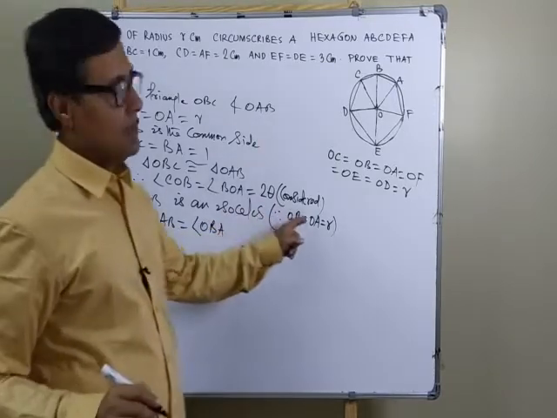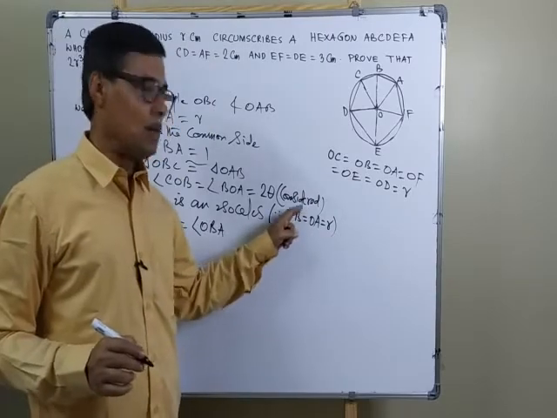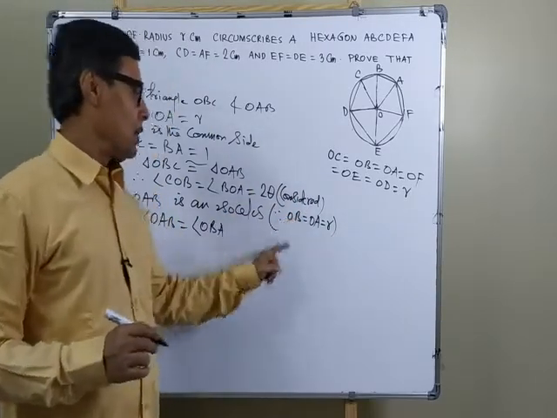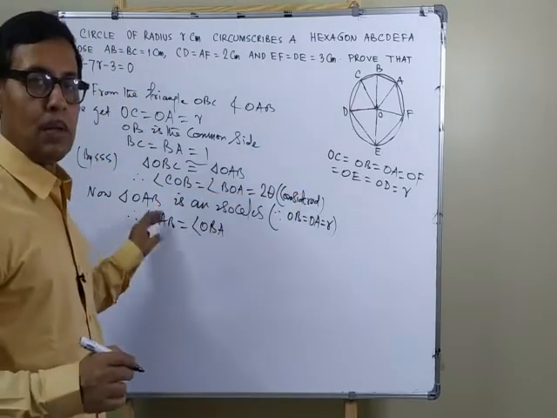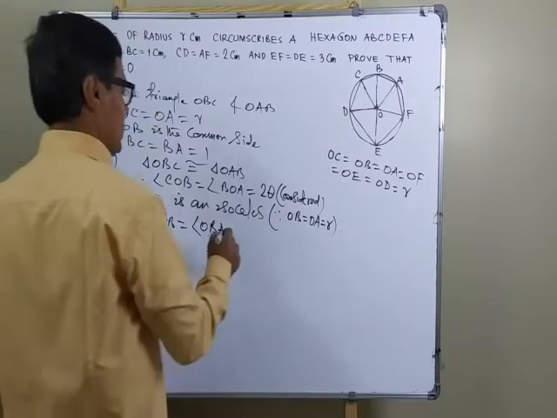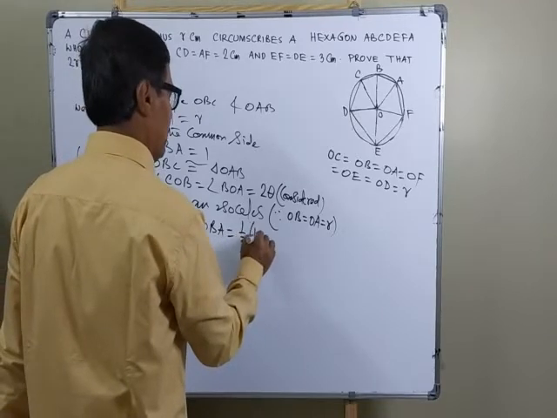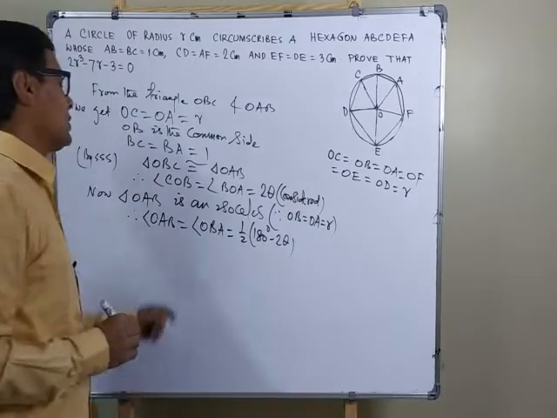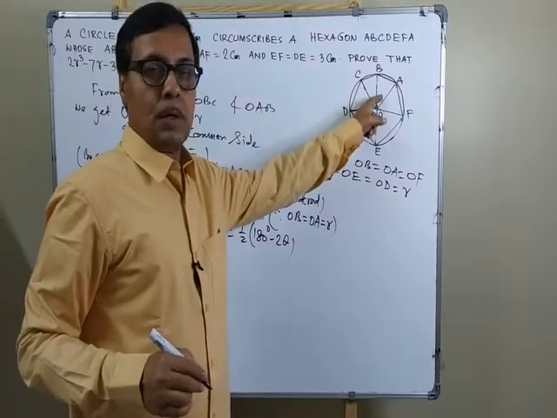As these two sides are equal, the opposite angles of these two equal sides are also equal. The opposite angles are OAB and OBA, so OAB is equal to OBA. So these are equal to half of 180 degrees minus 2 theta, because BOA is equal to 2 theta.